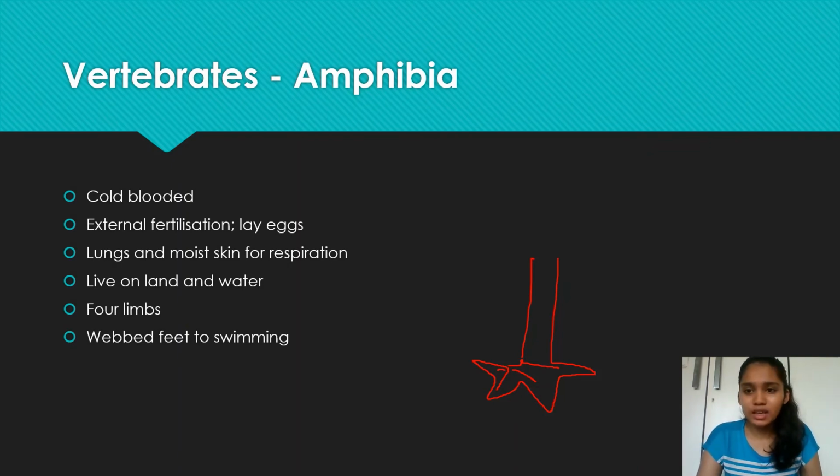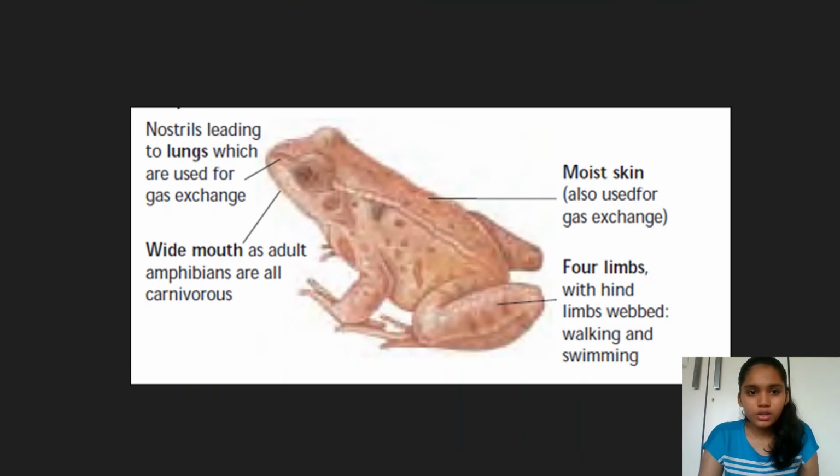So an example is the toad or frog. Here you have moist skin used for gas exchange. You have nostrils leading to lungs which are also used for gas exchange, and usually when they're small they have gills. You have four limbs with hind limbs webbed for walking and swimming, and you have a wide mouth. That's pretty much it.